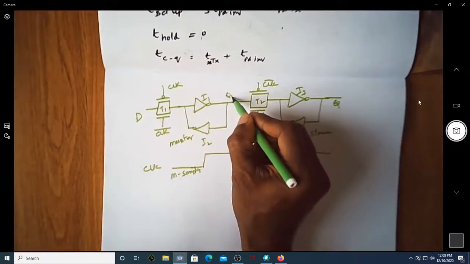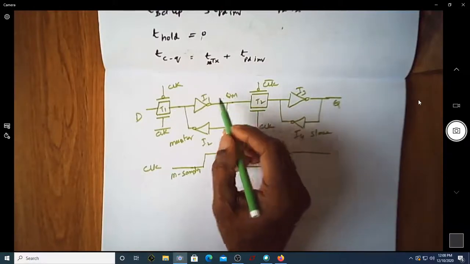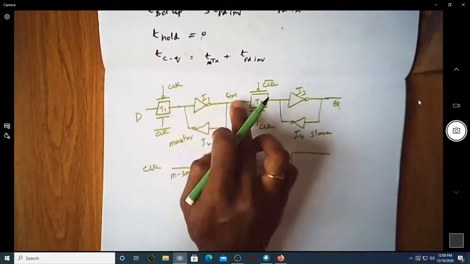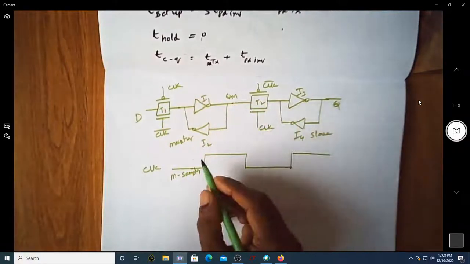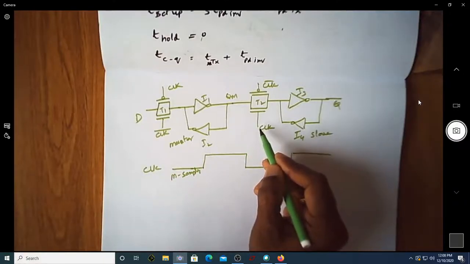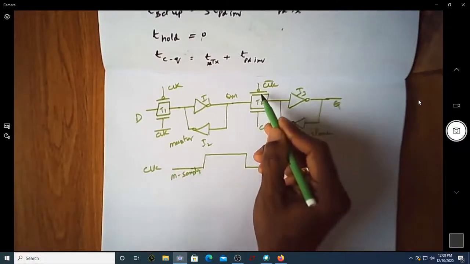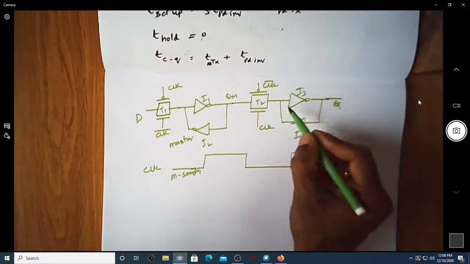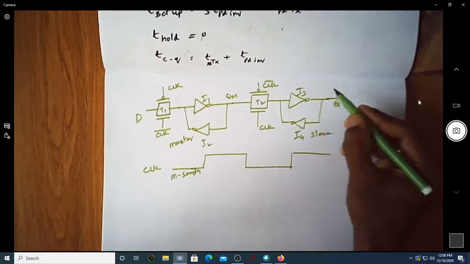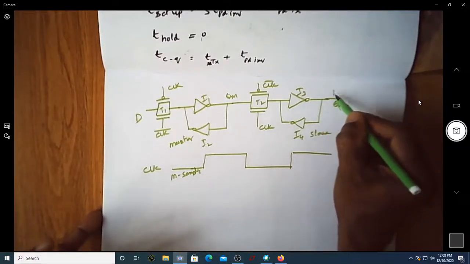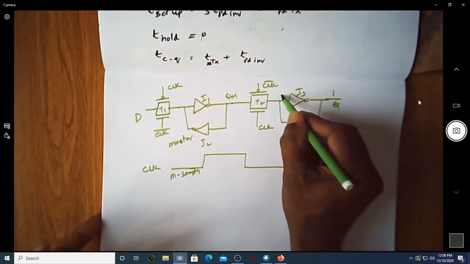Suppose this is QM, and QM is, of course, the inversion of it. So it is going to certainly take this sample inside. During the same period, since the clock is 0 here, this is now 1, so it is in the off condition. In such a case, assume that the value stored here is 1, this 1 will be fed back as 0.